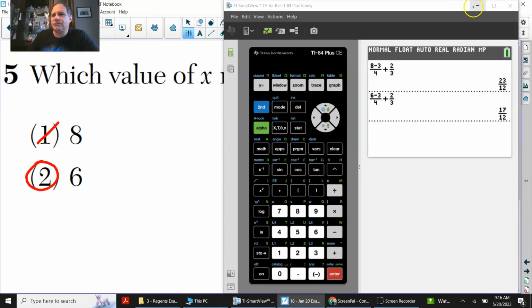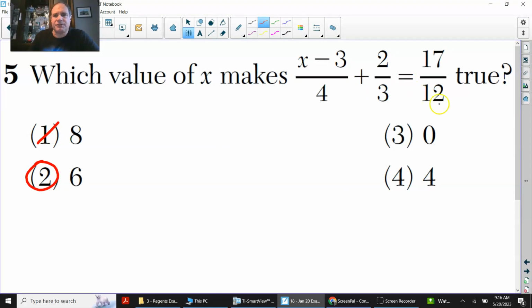And that's how you do that. You just use your calculator, substitute whatever number that you choose first into this x. 6 is the only one that works. It equals 17 over 12. So 6 is the one that's true.